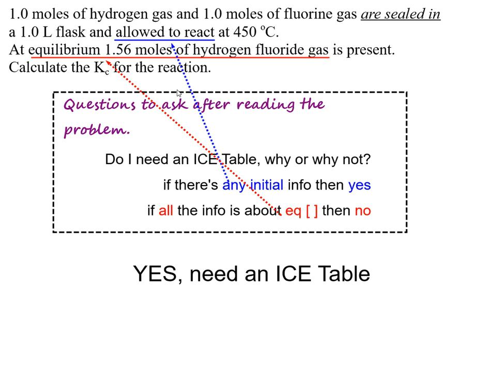So let's analyze this problem. This problem says that we have 1.0 moles of hydrogen gas and 1.0 moles of fluorine gas sealed in a 1 liter flask and allowed to react. So this is allowed to react, which means that this is initial. Then they give us information about equilibrium, but only for hydrogen fluoride. So we only have one piece of information about equilibrium, and the rest are initial information. So therefore, yes, we need an ice table for this problem.